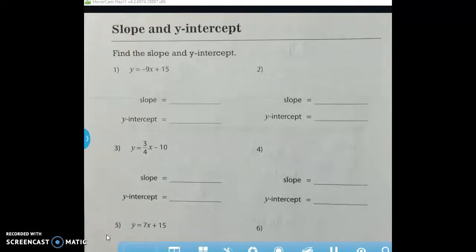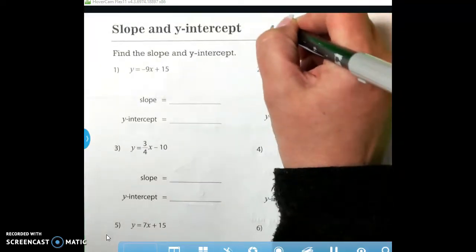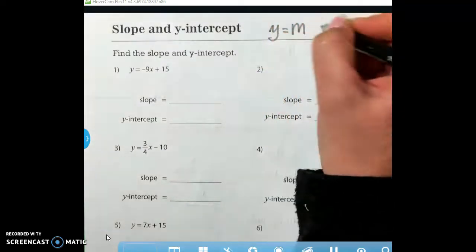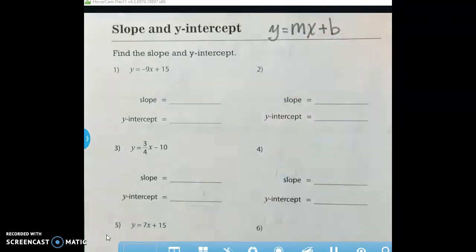All right, and this is part 2 of the introductory video to slope. So our slope is going to be related to graphs. Graphs are represented by equations. And here we are. The equation that we're going to focus all of our attention on is y equals mx plus b.